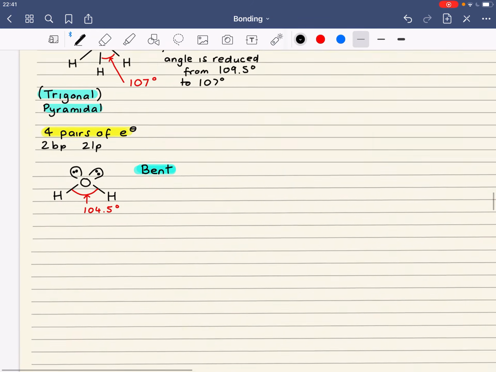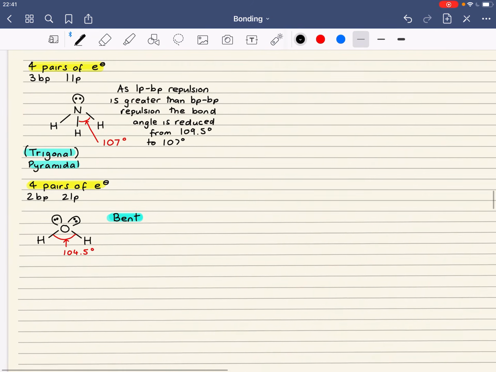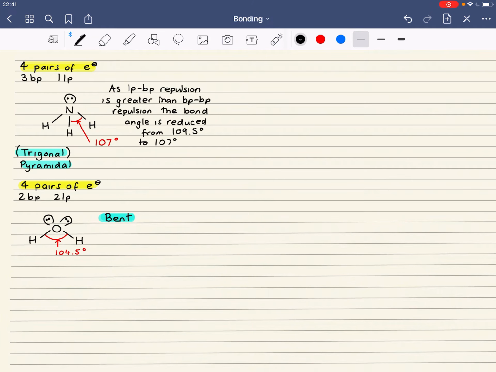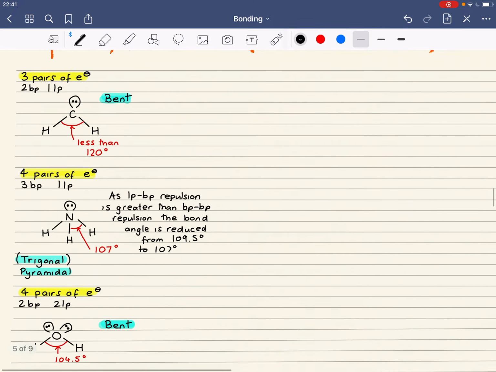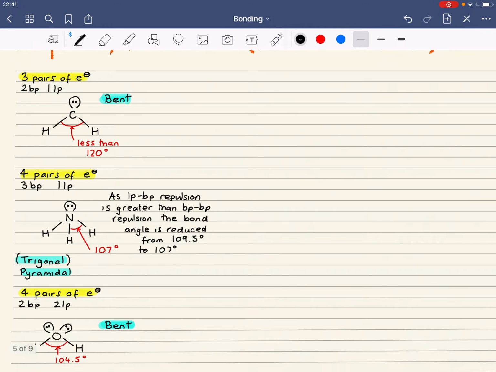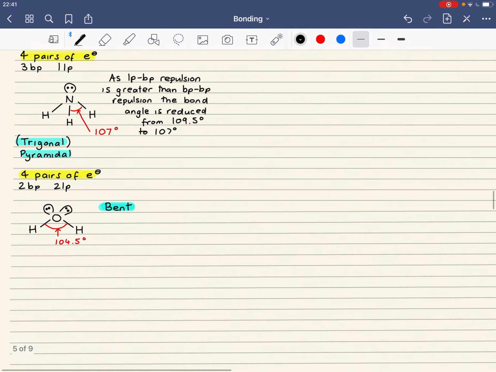Now, we've looked at all the permutations where we've got 4 pairs of electrons. We've looked at when there's 4 bonding pairs, no lone pairs. That was my methane tetrahedral structure, and we've looked at these 2 examples. These 2 examples are very, very common, I would say. The example we looked at here with the CH2 is very rare, but these 2 are very, very common, so you do need to be aware of these.